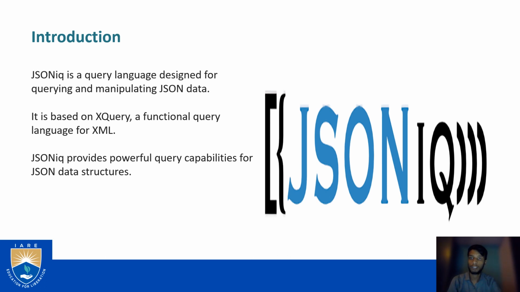JSONiq is a query language designed for querying and manipulating JSON data. It is based on XQuery, a functional query language for XML. JSONiq provides powerful query capabilities for JSON data structures. It is a query language written in JSON, based on XQuery, and it provides very powerful query capabilities for JSON data structures.